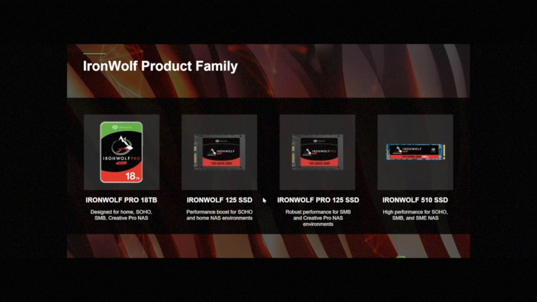So our IronWolf product is purpose-built for NAS. For hard drives, we have our IronWolf, which is more consumer and prosumer focused. It's good for a NAS system up to 8 bays. If you have a larger NAS, our IronWolf Pro is good up to 24 bays. To go along with that, we have a full portfolio of SATA and M.2 SSDs for tiering, caching, or even an all-flash array.